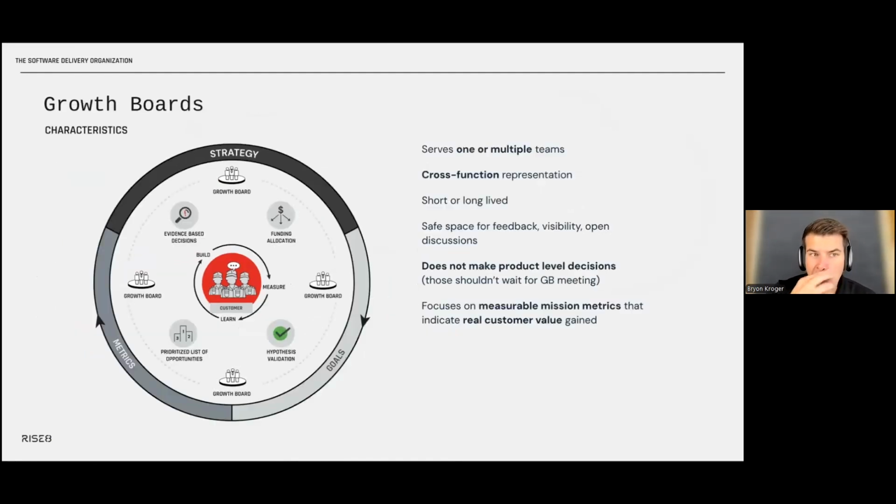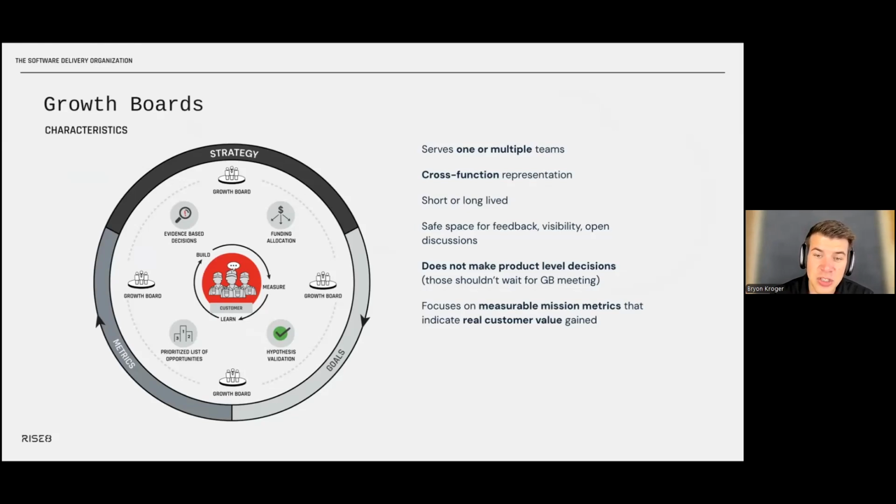And a growth board can serve one or multiple teams. It's going to have cross-functional representation. So think of it like you might go to a PMR. The same audience that would be at a program management review might be here, although you should eliminate some of those folks because, as you'll see, the cross-functional team serves a purpose. You could call it servant leadership or whatever. The idea is they're there to help the teams build, measure, and learn faster.